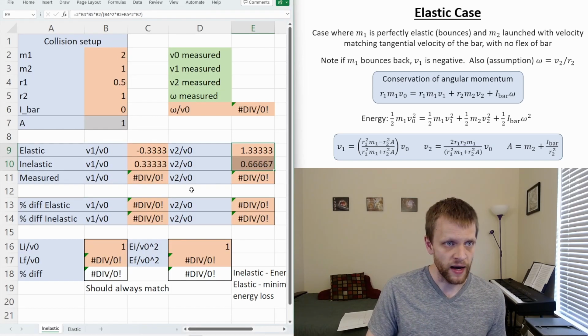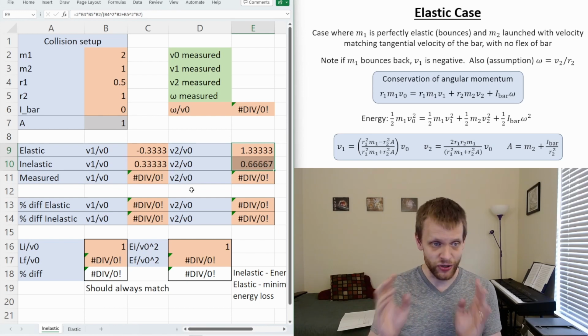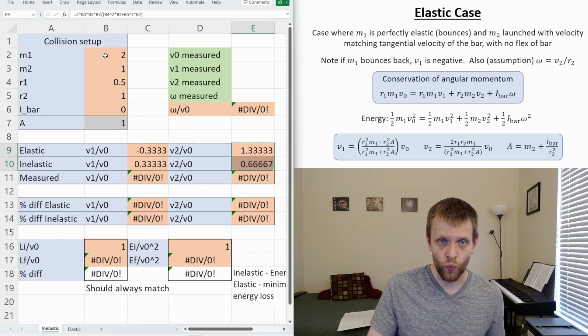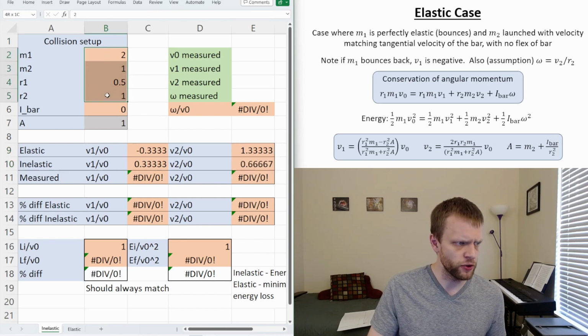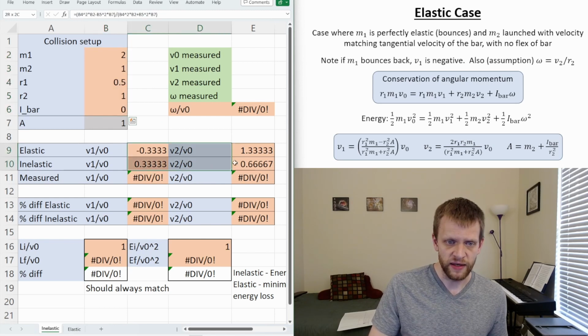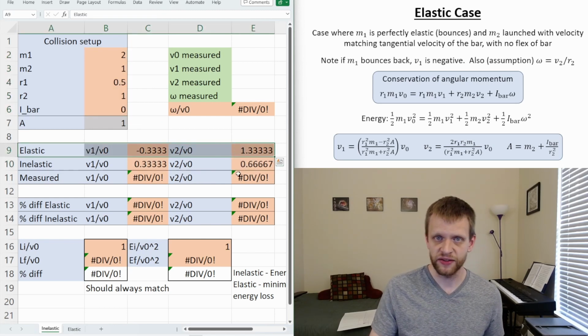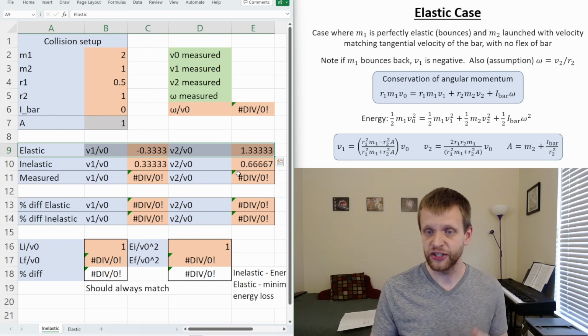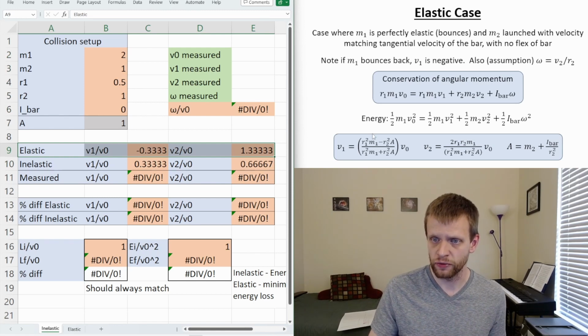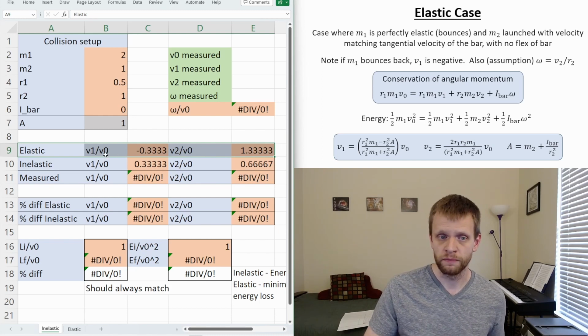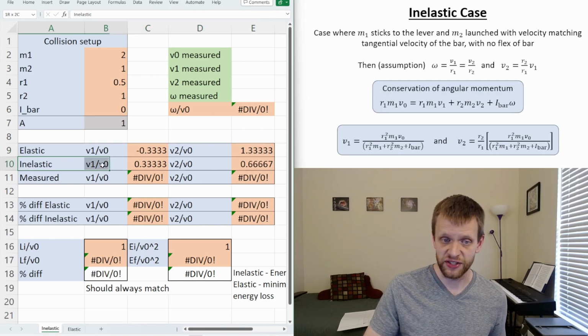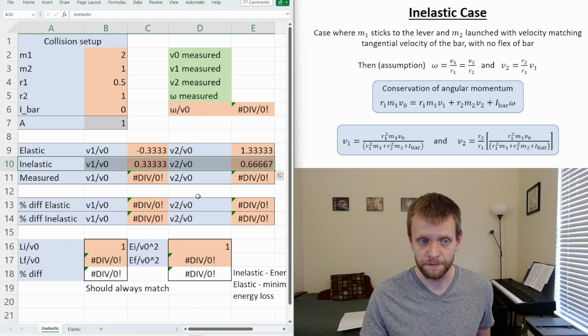So to do that, I made this Excel sheet, and I know this looks ugly at first. But what we can basically do with this is, in this part over here, we can identify what masses we are using, where those masses are hitting the bar, and what the moment of inertia of the bar is. And then in these, we get the computer to calculate for us the prediction based on these equations that I've shown over here. What is the prediction for how fast object 1 and object 2 should be moving for the elastic case, and for the inelastic case, how fast should objects 1 and 2 be moving.